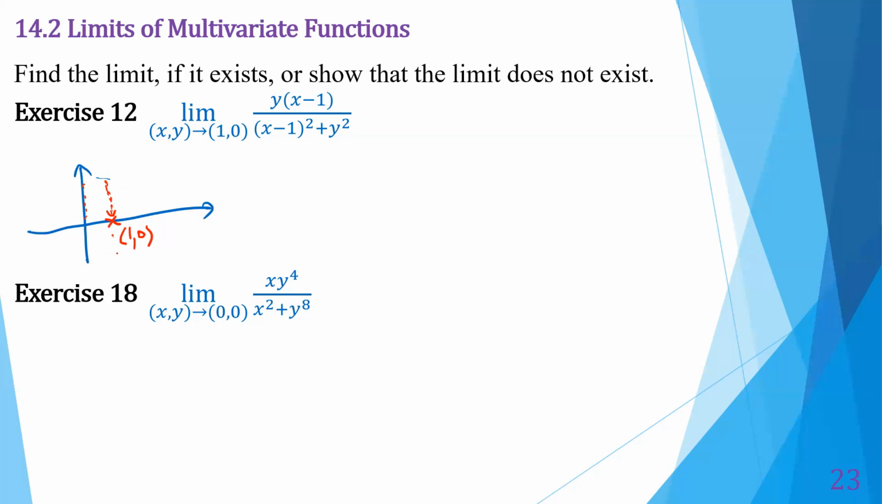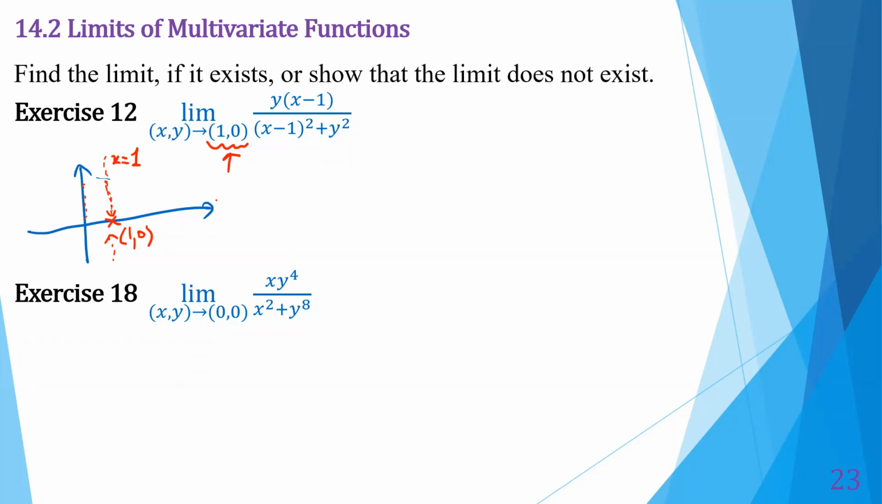What is the equation of this vertical line? Who knows? From here or from here. What is the equation of this line? x equals 1, correct Hassan. So here we approach through the path x equals 1. It's no more the path x equals 0. We want to approach this point.